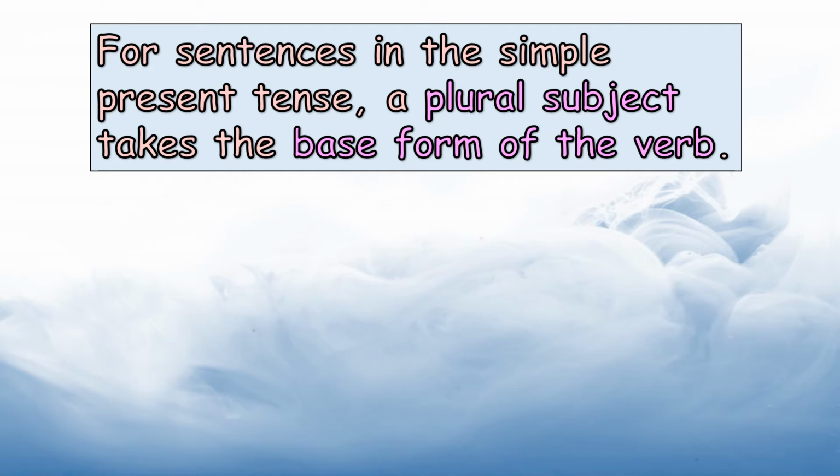For sentences in the simple present tense, a plural subject takes the base form of the verb. When we say plural, that means more than one. And when we say base form of the verb, it doesn't have S or ES.